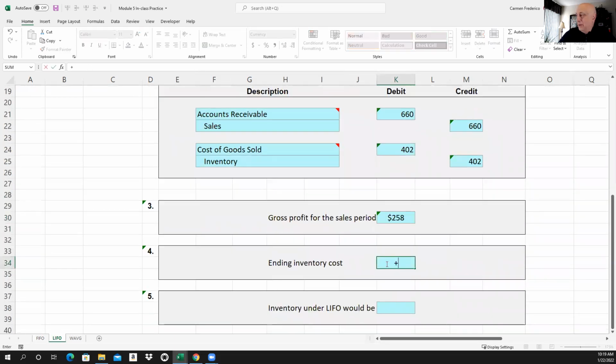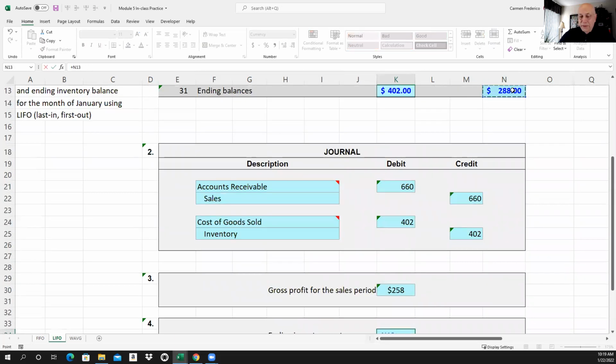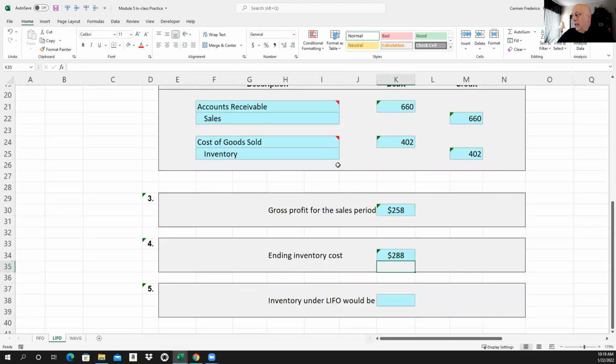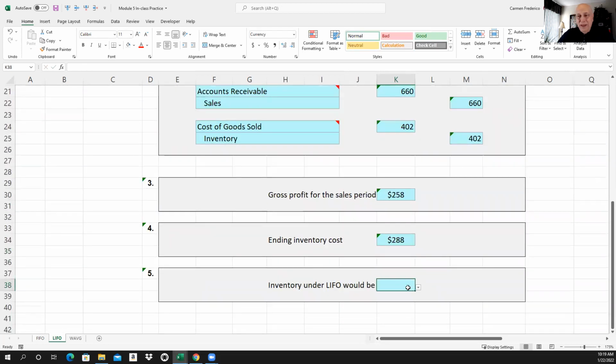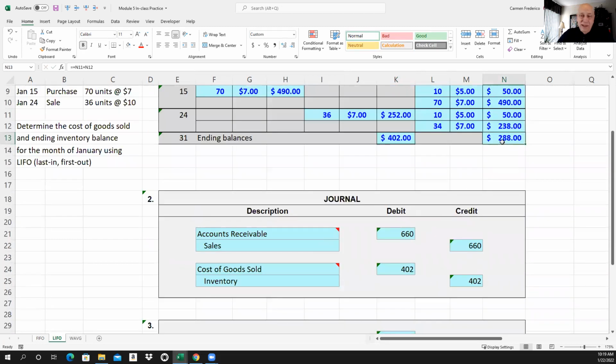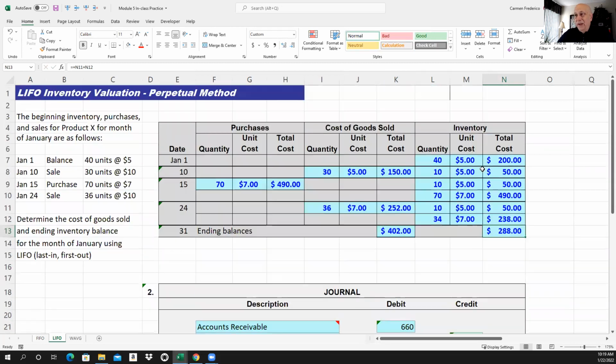Inventory cost is going to be 288. It was 308 under FIFO. And inventory under LIFO will be lower than FIFO. Okay, lower. It's a lower balance. It's 288. It was 308 under FIFO.